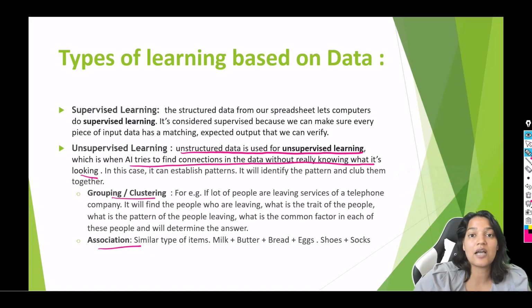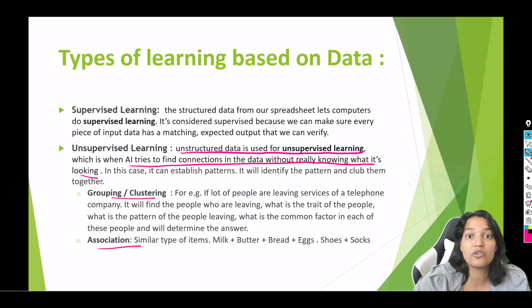Let's take an example of where clustering is useful. Let's say you are a telephone provider running a service, and you're seeing that a couple of people are leaving your services. You feed this data to your AI model, and the model tries to figure out the traits of the people who are leaving, or whether it is a particular area where these people are leaving from. If it's a particular area, is there something going on in that area? Has a new service provider opened? Are they giving better services than ours? So it will try to establish these connections between this unrelated data.